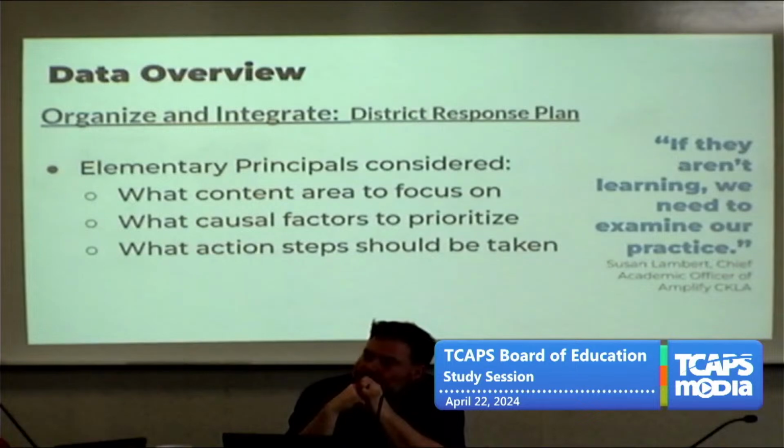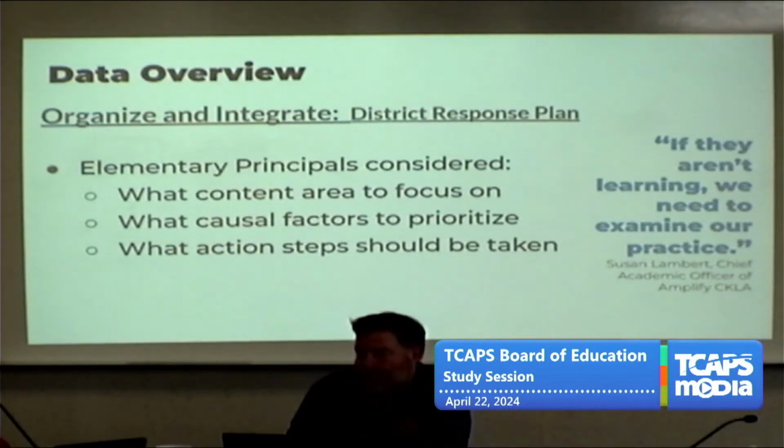And organizing and integrating, again, what are our response plans? So what content area do we want to focus on? What causal factors are we prioritizing? Because we know all of those things are different variables that all play a role into that progress. And so we can't tackle it all. What are we wanting to focus our efforts on? And then what are our action steps as a district?